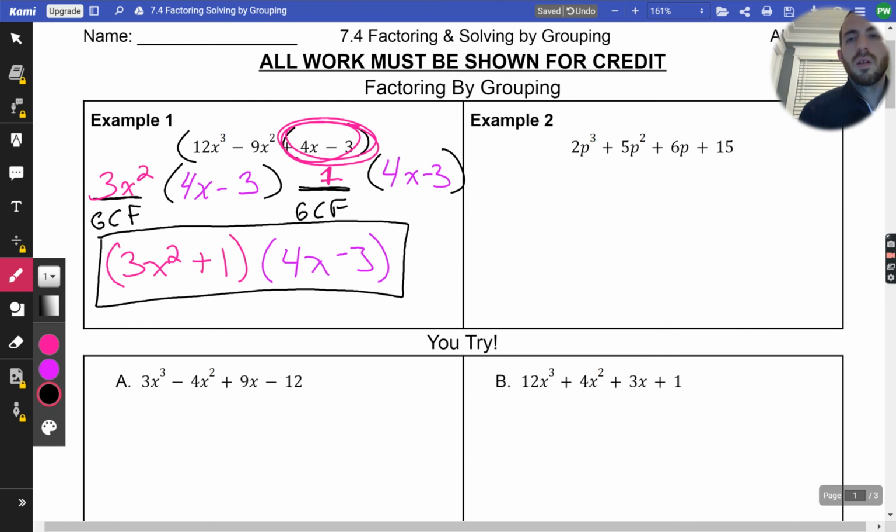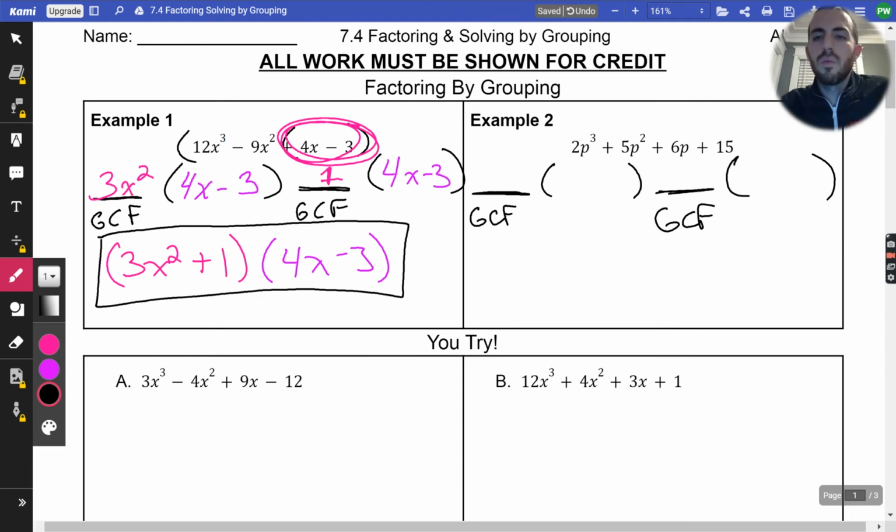of a 4-term polynomial. Now we're going to do the same thing with example 2. I'm going to set up this template again. So we have this, which is the GCF. We have the parentheses. We have this, which is the GCF again, and the parentheses. Now what we're going to do is we're going to box these up, right? We're going to look at the left side and the right side.